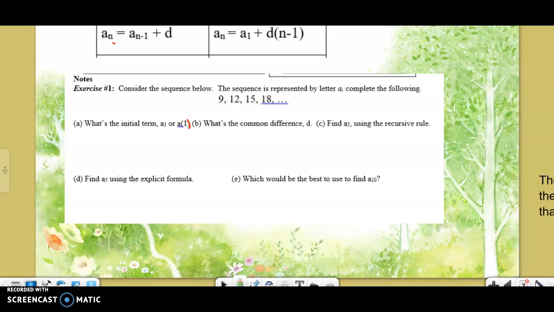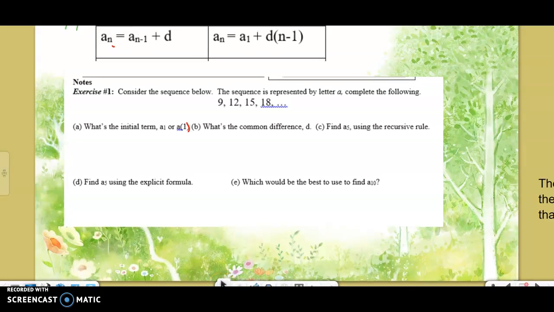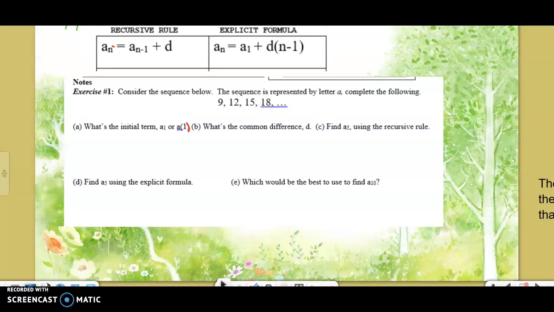All right. So the explicit rule and the recursive rule, I've got it written down here. Yours is at the top of the page. So feel free to just use this as a reference. You're going to want to have this available to you. Anyways, so let's consider this sequence that we have.